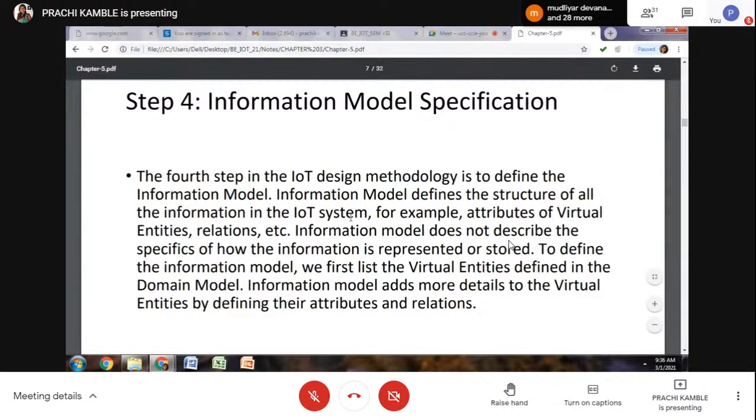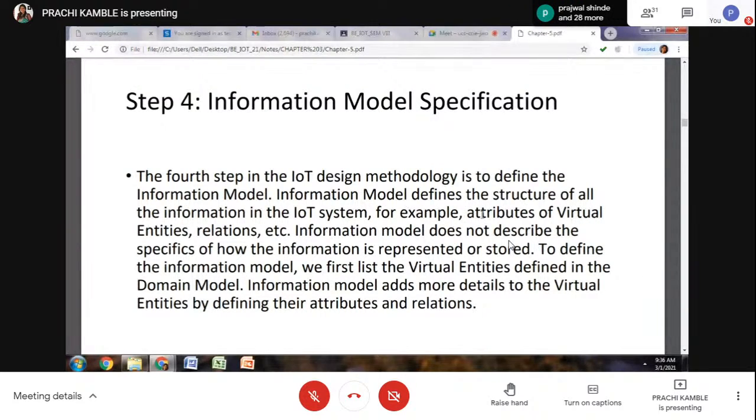So it's simply the information model, for example, attributes of the virtual entities and the relations it defines. To define the information model, we first list the virtual entities defined in the domain model. Then the information model adds more detail to the virtual entities by defining their attributes and the relations.